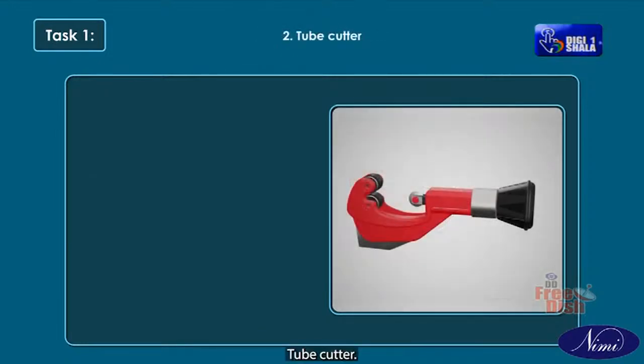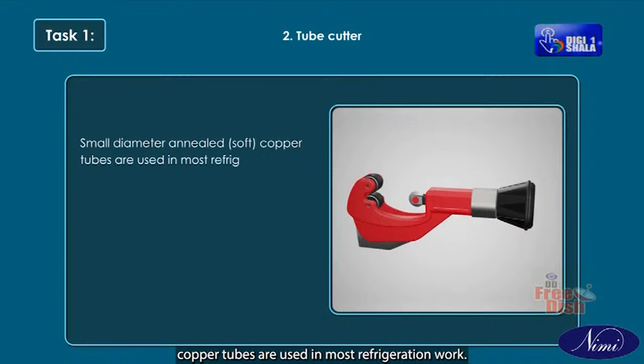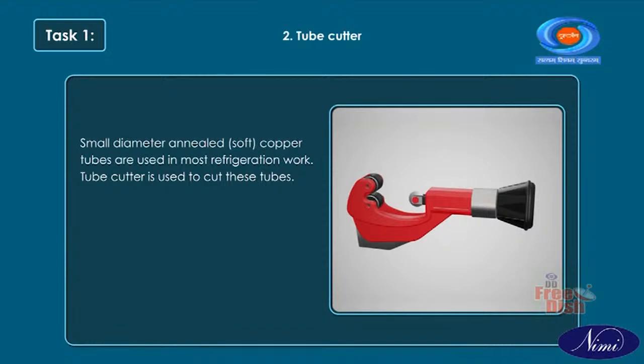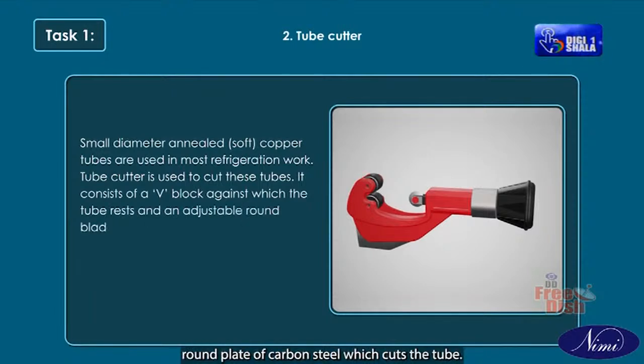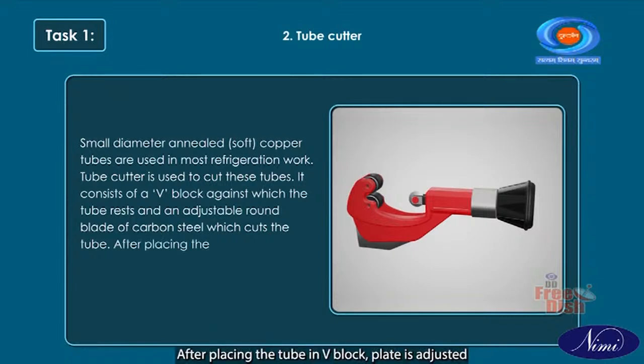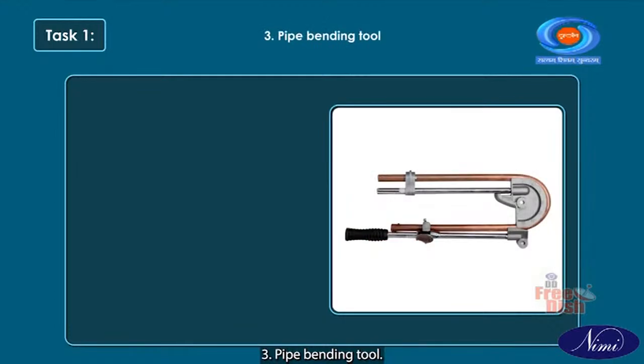Number 2. Tube cutter. Small diameter, annealed, soft copper tubes are used in most refrigeration work. Tube cutter is used to cut these tubes. It consists of a V-block against which the tube rests and an adjustable round plate of carbon steel which cuts the tube. After placing the tube in the V-block, the plate is adjusted and the tube cutter is revolved around the tube and cuts the tube.